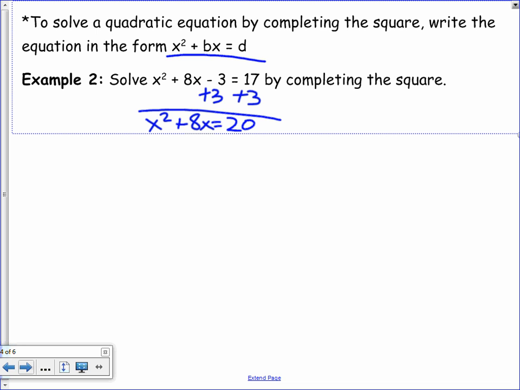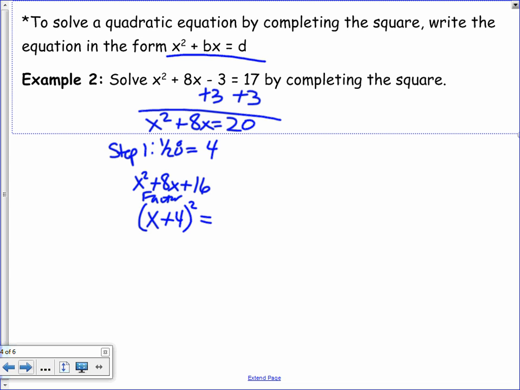Now, our first step is to complete the square, so we have to do those 3 steps. We're going to find half of b. So 1/2 of 8 equals 4. Therefore, we are going to be factoring x squared plus 8x plus 4 squared, which is 16. And when we factor that, it's going to be x plus 4 squared, and that's going to equal 20. Now hang on a second, sorry.